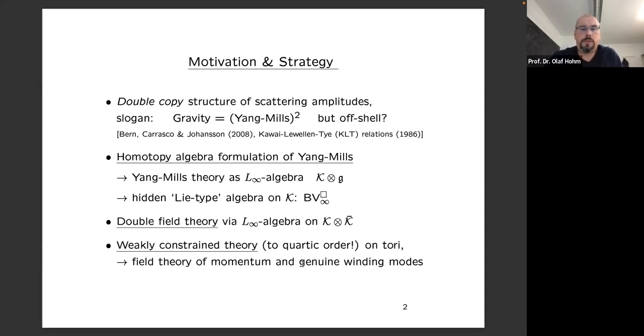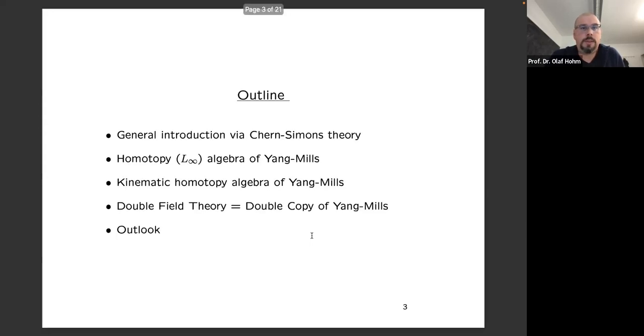So construction of this theory explicitly to quartic order was an open problem until we realized that in this framework, at least for purely toroidal backgrounds, it can be solved to quartic order before it was known to cubic order. So that's the general motivation: double copy, proving it from first principles using homotopy algebras. And here's the outline.